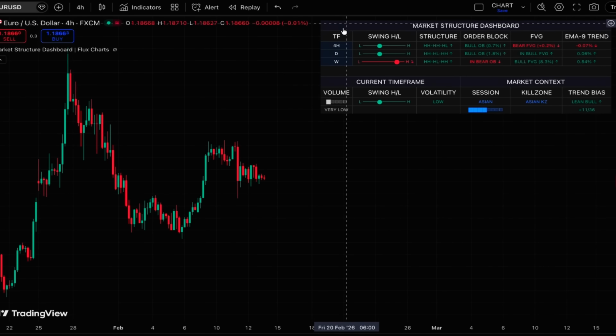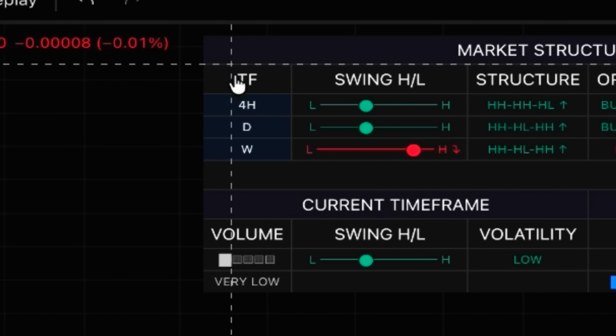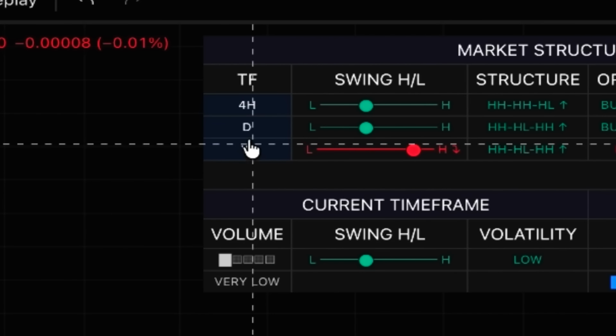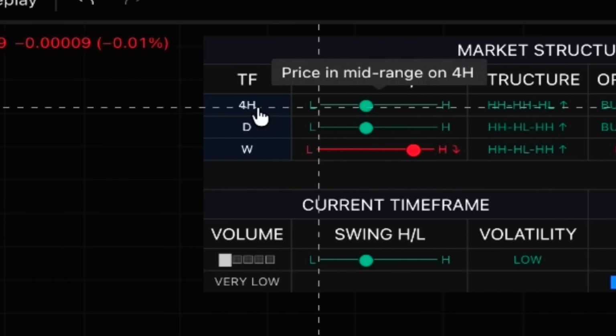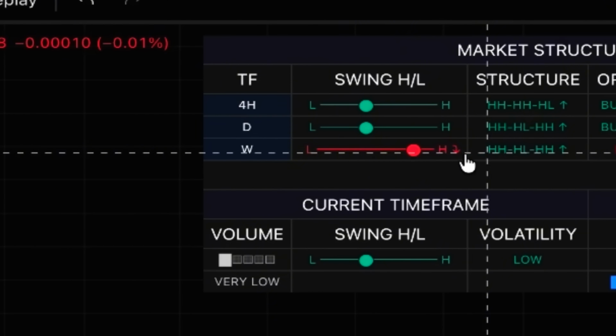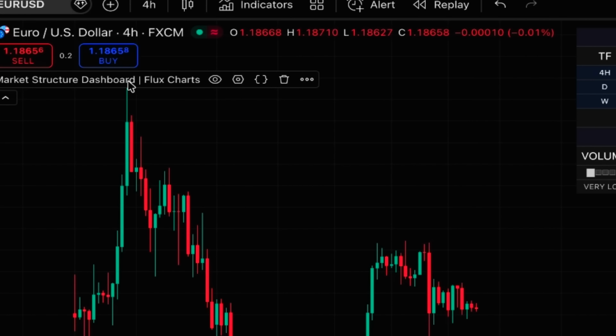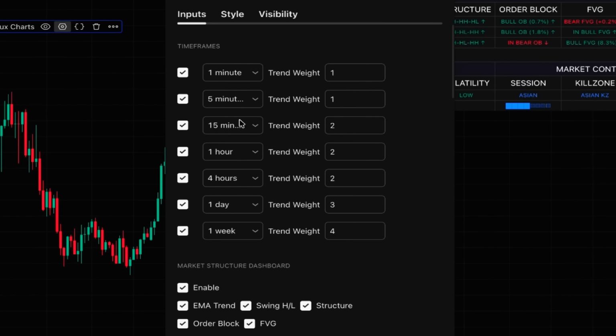Alright, let's begin from here. This column is related to different time frames. At the moment, you can see that we have information for 4 hours time frame, for daily time frame, and for weekly time frame. If we go to the settings of the indicator, here you can see that we have settings related to time frames.